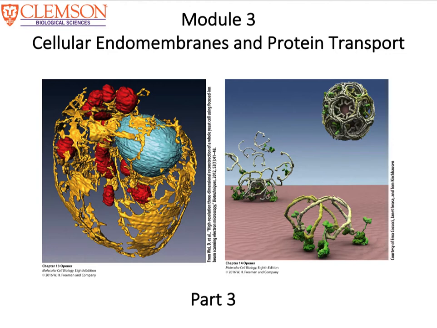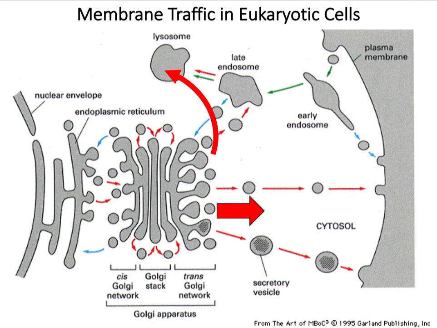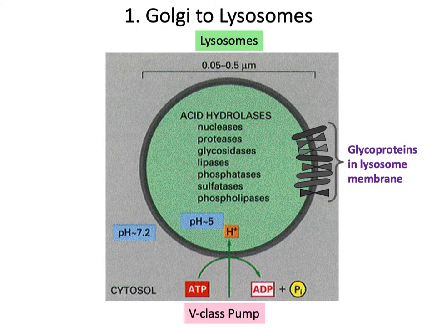Module 3, Part 3. In the first two parts of this module, we have looked at secretory protein synthesis, targeting, and modification of them in the ER and Golgi apparatus. In this part, we will discuss how the proteins are transported out of the Golgi to organelles and protein transport across membranes. So in this part, we are going to talk about what happens beyond the Golgi apparatus.